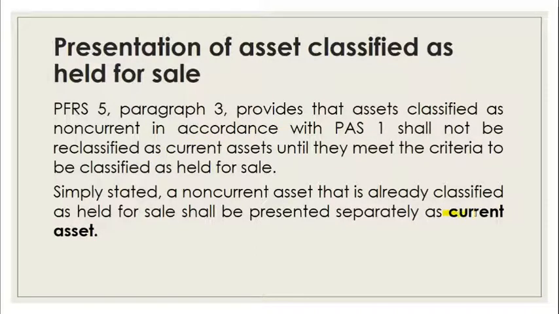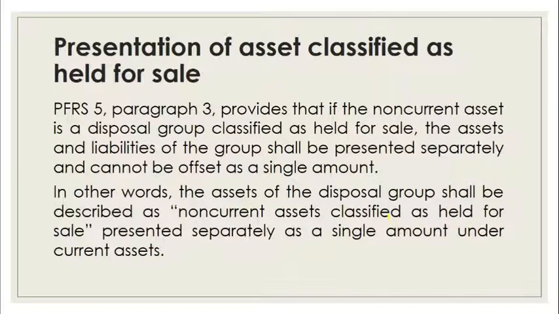So, it is classified as current asset. Meaning, from non-current, if you hold it for sale, you classify it as current asset. Under PFRS 5, it provides that if the non-current asset is a disposal group classified as held for sale, the assets and liabilities of the group shall be presented separately and cannot be offset as a single amount.